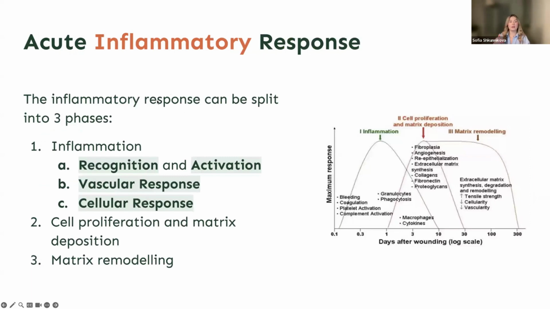On the molecular level, the acute inflammatory response can be split into 3 phases. So the first one is inflammation itself, and it is split into recognition and activation, into vascular response, and into cellular response. The second phase is when our body is trying to get the injured part to the way it was before, both in terms of looks and function. So this would include cell proliferation and matrix deposition, and then finally matrix remodeling. So we have the same function as we had before the injury.